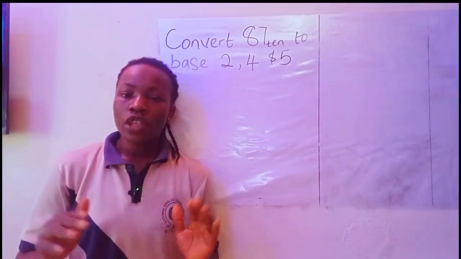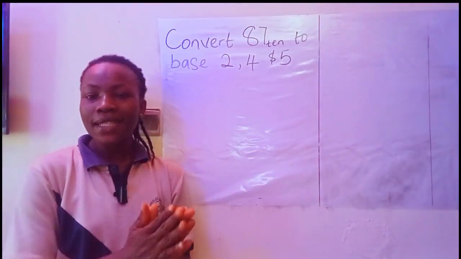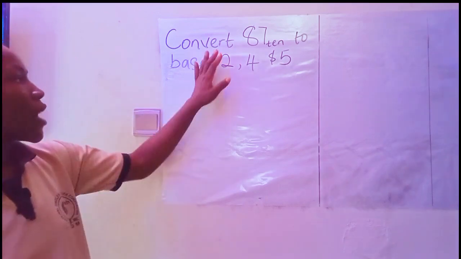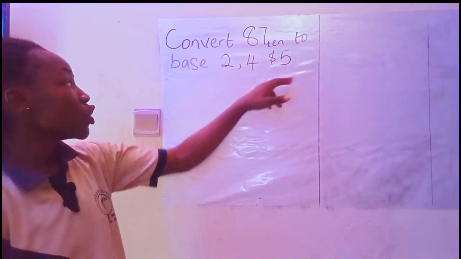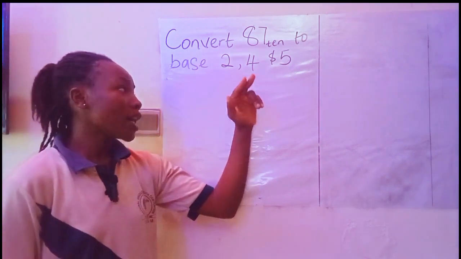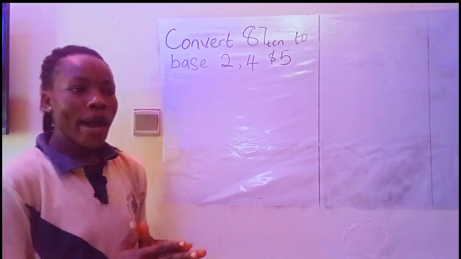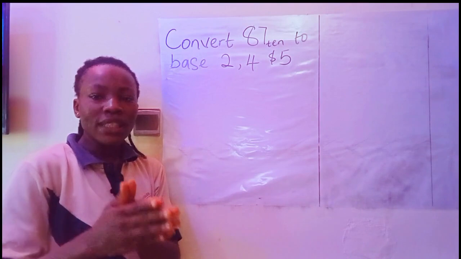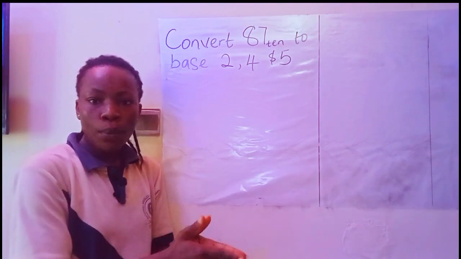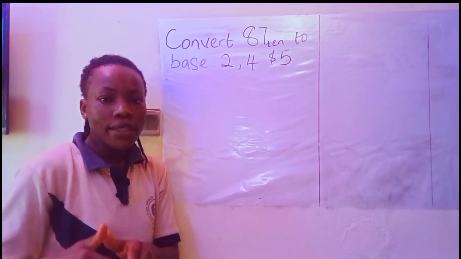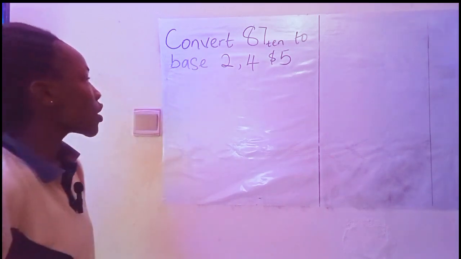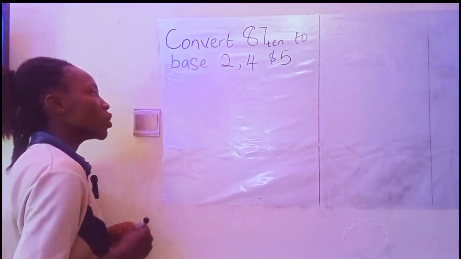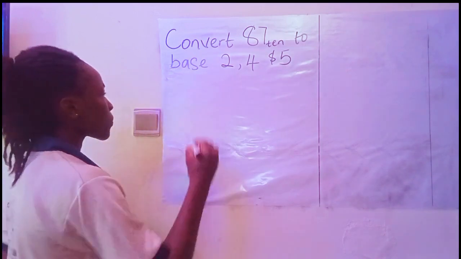In this video, we are going to look at how to change a base 10 number to another base. Here we are asked to convert 87 in base 10 to base 2, base 4, and base 5. While converting a base 10 number to another base, we are going to divide that base 10 number by the new base number. Alright, so let's start with base 2. Let's convert 87 to a number in base 2.